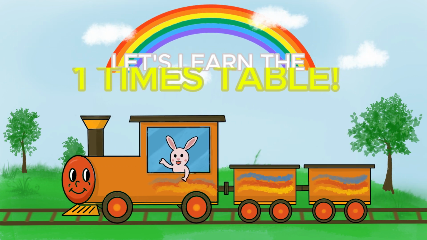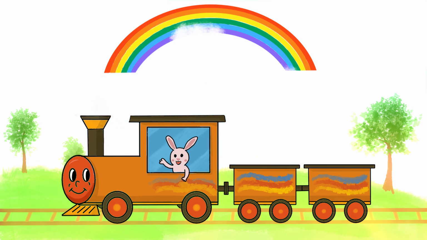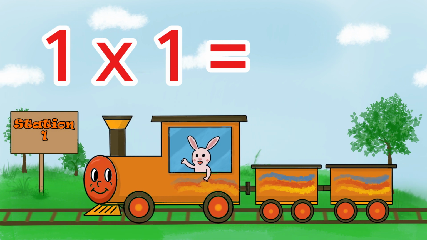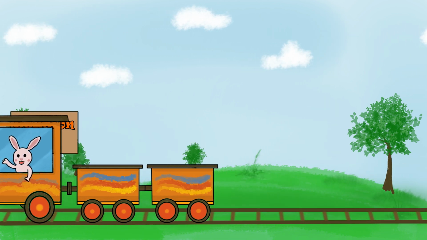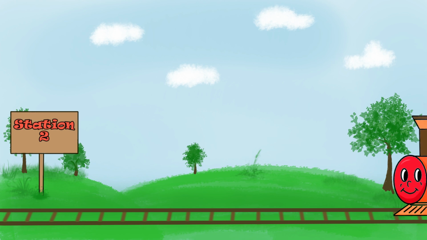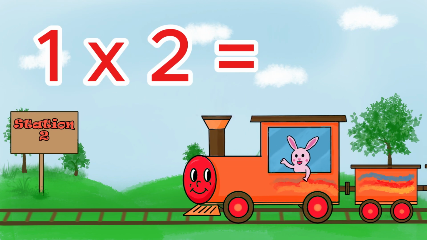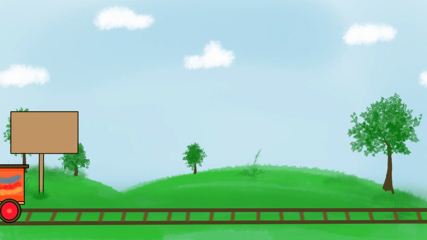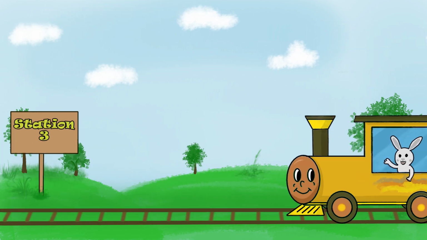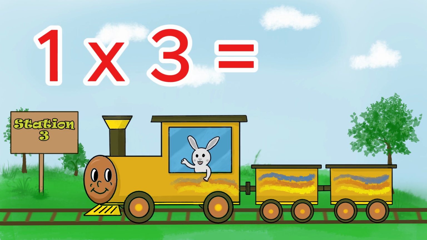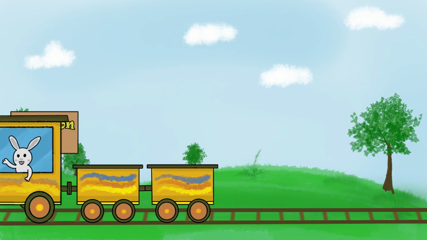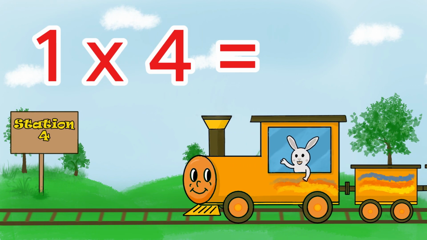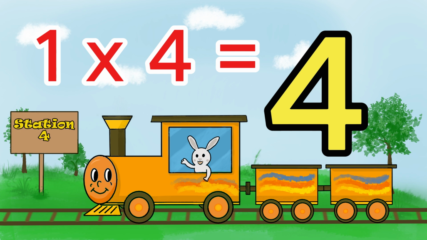Let's learn the 1 times table. 1 times 1 is 1. 1 times 2 is 2. 1 times 3 is 3. 1 times 4 is 4.